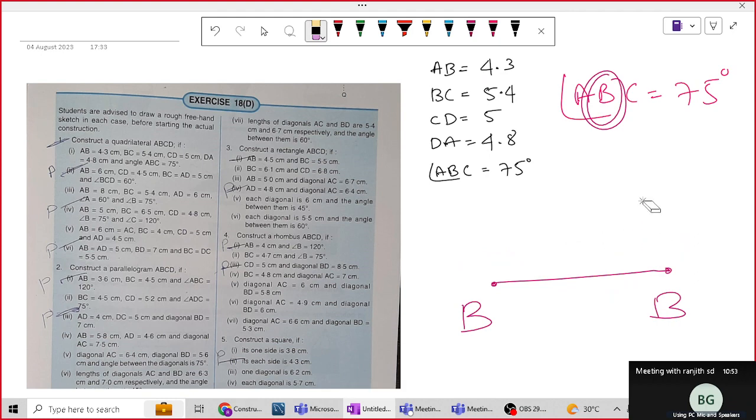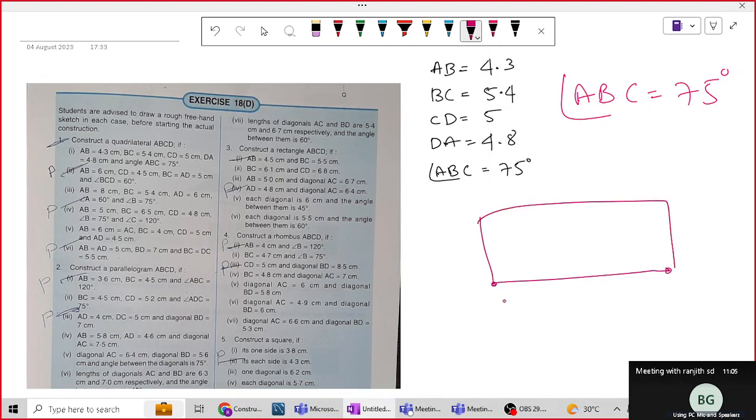Understood this concept? What is the middle term here? B. So B should be on the base. If it is on the base, then only you can construct 75. If not, in a quadrilateral, if I write A here, B here, C and D, where is B? Is B on the base? No, sir. Is it possible to construct 75 degrees here? Okay, it's not impossible. You can construct, but it becomes difficult. So we always prefer the angles to be on the base.